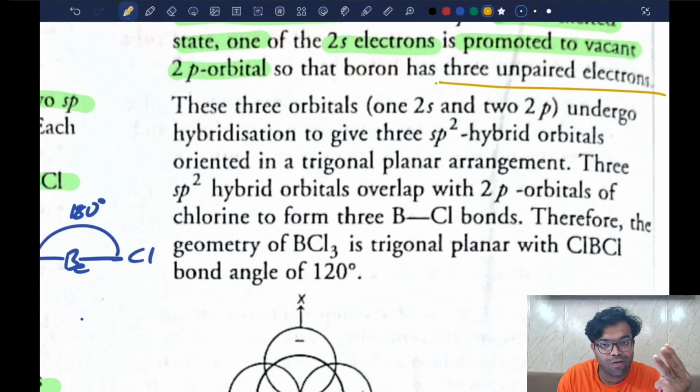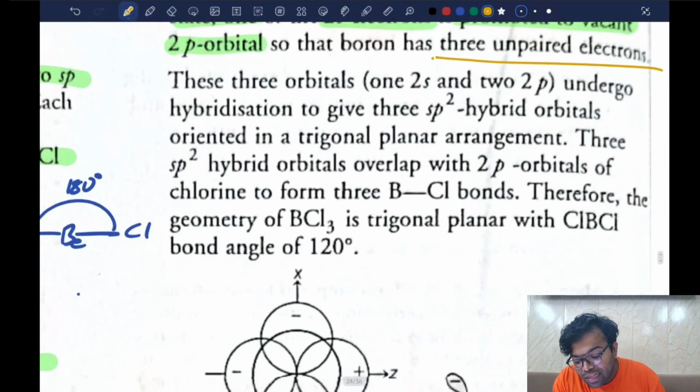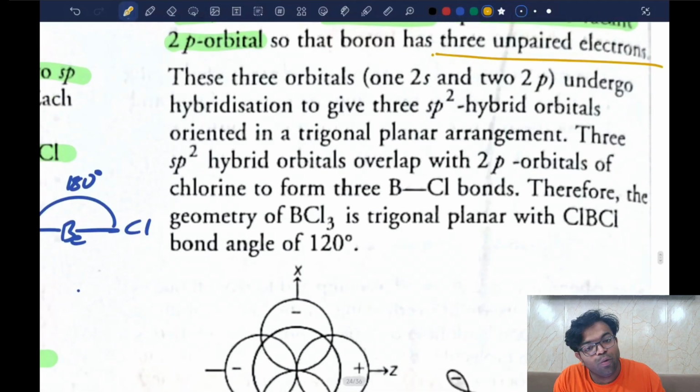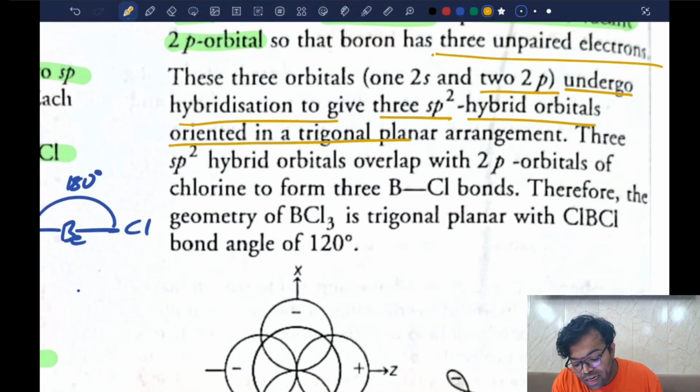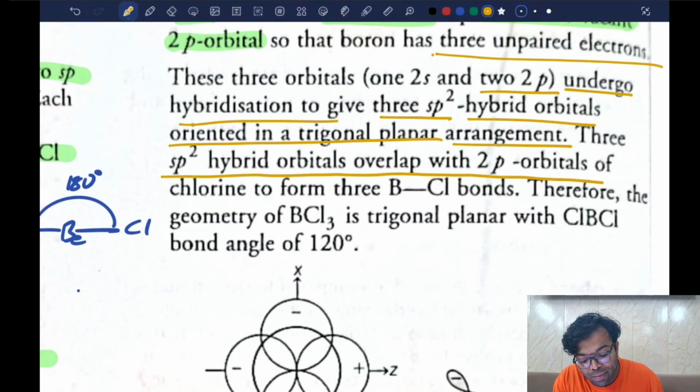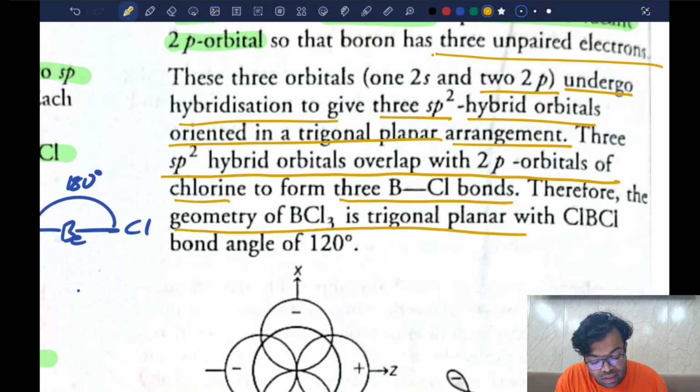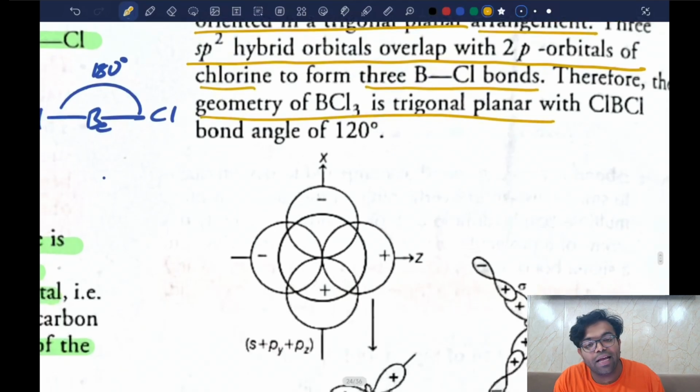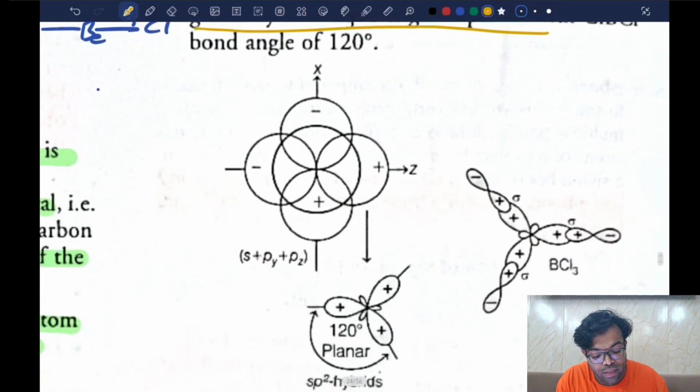Now these three unpaired electrons are going to produce three sp2 hybrid orbitals. These three orbitals, one 2s and two 2p, undergo hybridization to give three sp2 hybrid orbitals oriented in a trigonal planar arrangement. Three sp2 hybrid orbitals overlap with the 2p orbitals of chlorine to form the three BCl bonds. Therefore, the geometry of BCl3 is a trigonal planar structure with the bond angle to be 120 degrees.